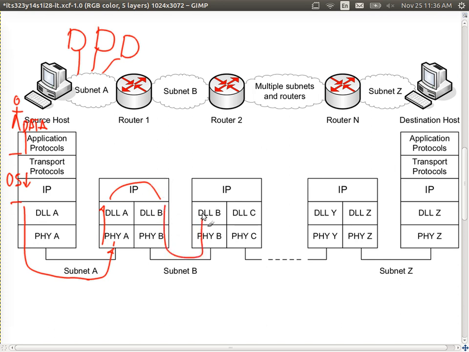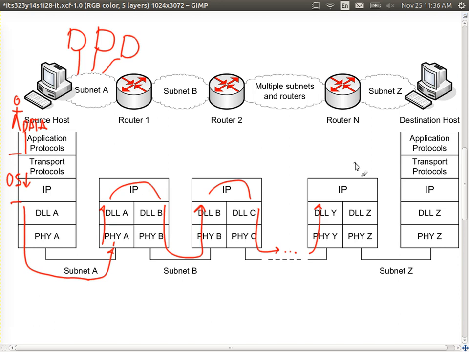Sends it to router 2 and that does the same thing. I'm not the destination. The destination is somewhere over here. Check the routing table. The routing table will tell router 2 to send across to the next router, and so on. So there may be more routers in between here. Eventually, router N receives the datagram. The IP software inside router N sees this datagram is destined to this destination host.